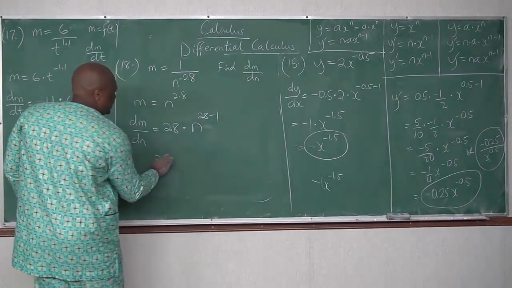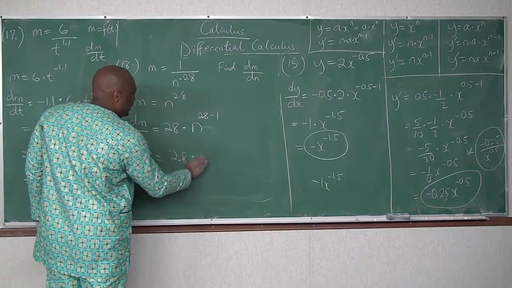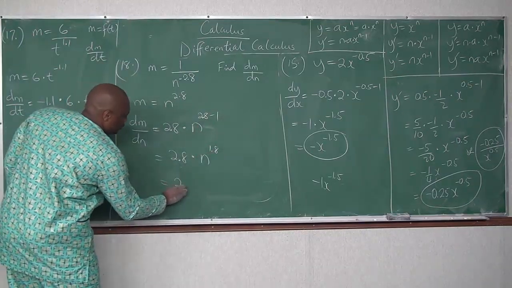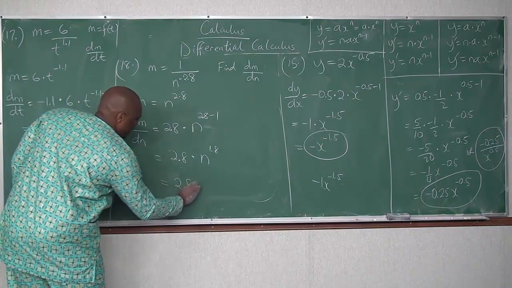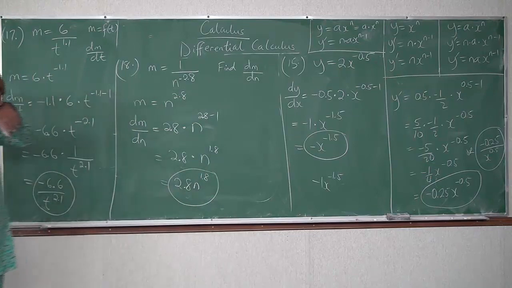Alright, so this will be what now, folks? This is what? 2.8 times n. 2.8 minus 1 is what? 1.8. So this is what? 2.8 n exponent 1.8. That becomes your answer.